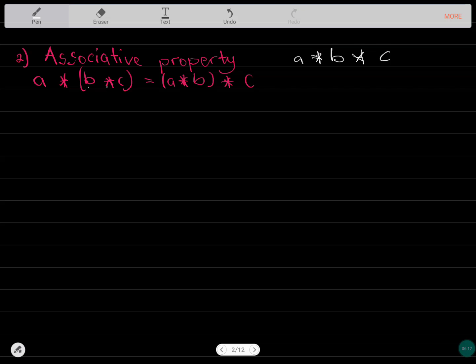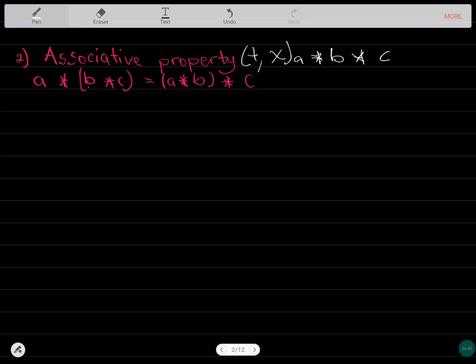We solve what is in the bracket first. So B star C was solved first, and the answer will be solved with A. And it will be equal to the instance on the right hand side where A star B is solved with star C. We are going to test this on addition, subtraction, multiplication, and division. And again, it only works for addition and multiplication, for reference sake. So let's keep that in mind.